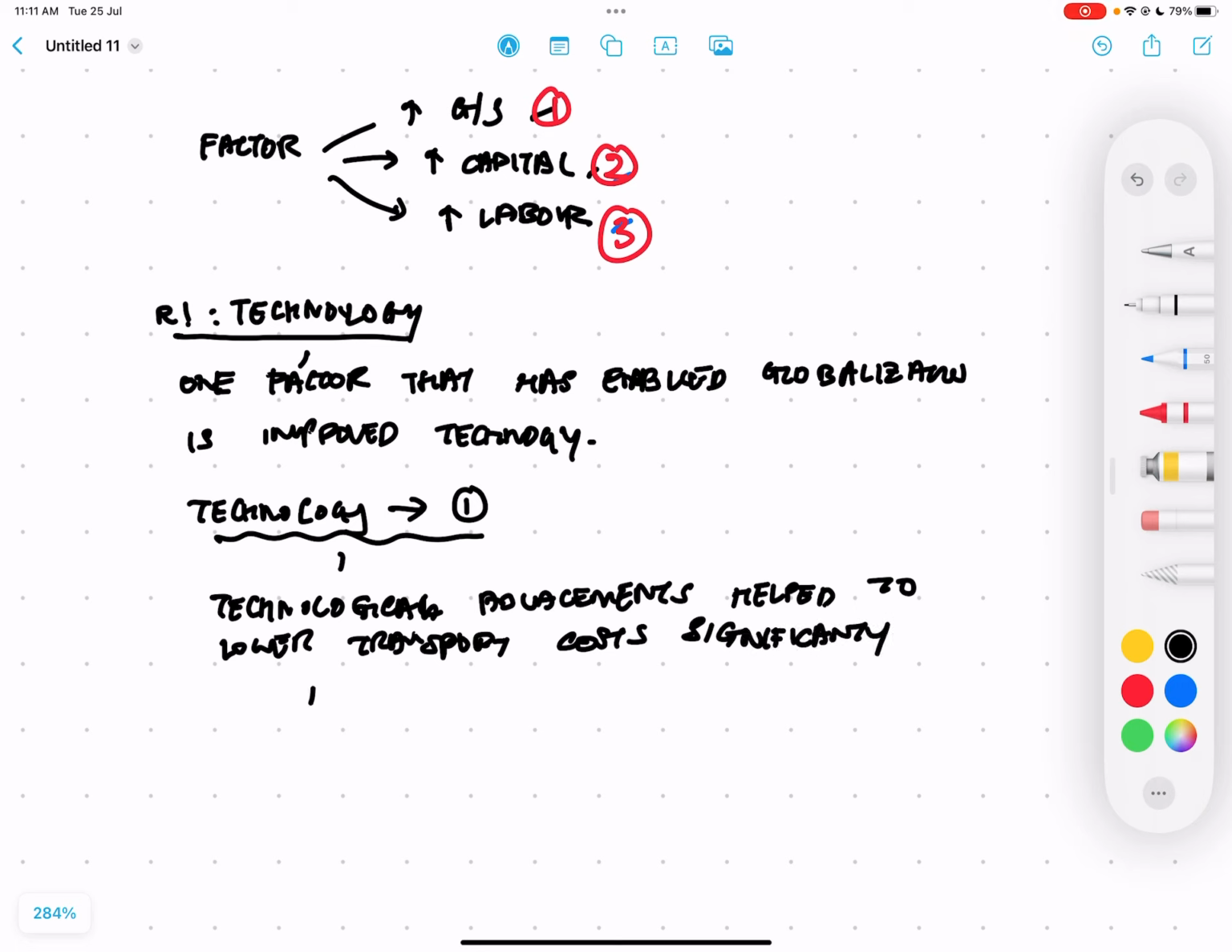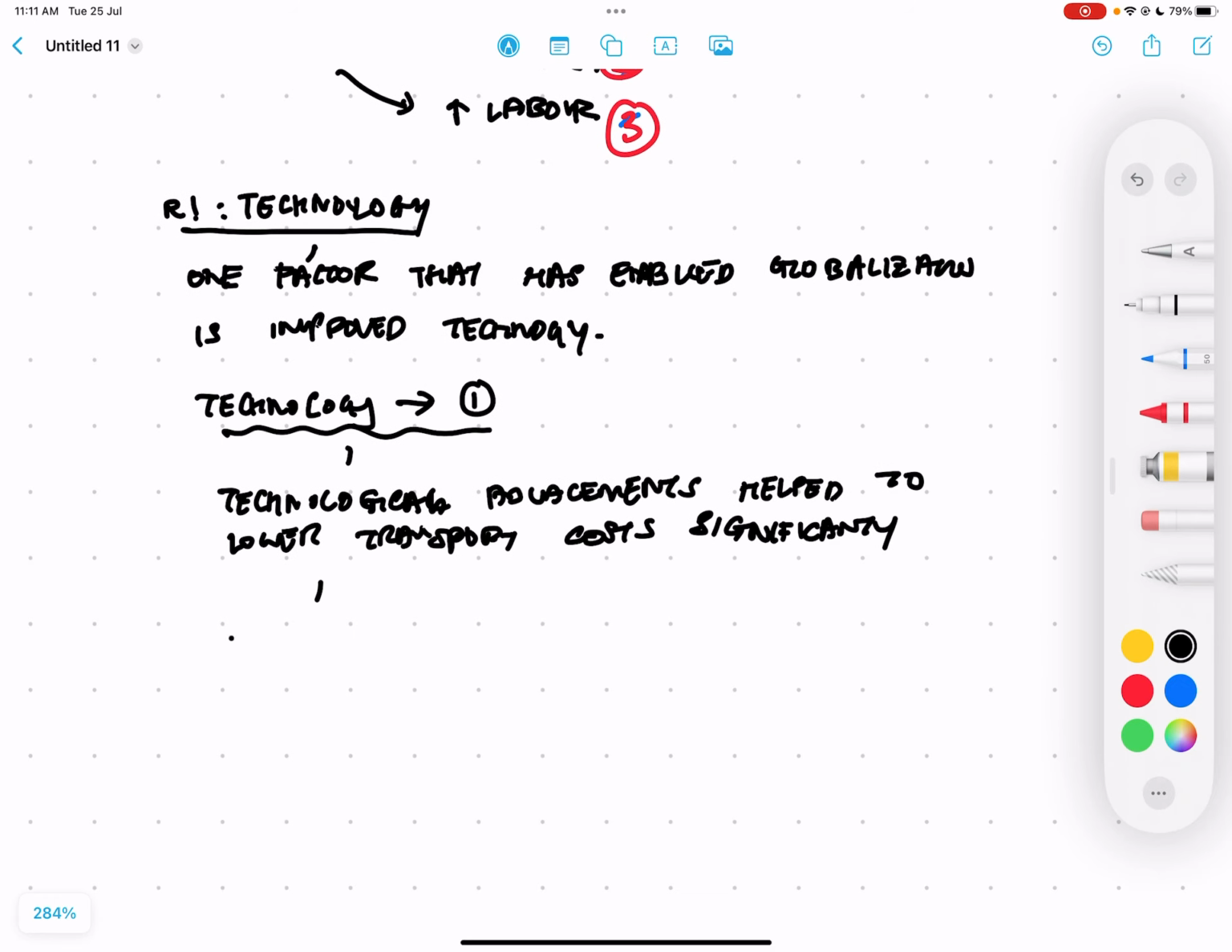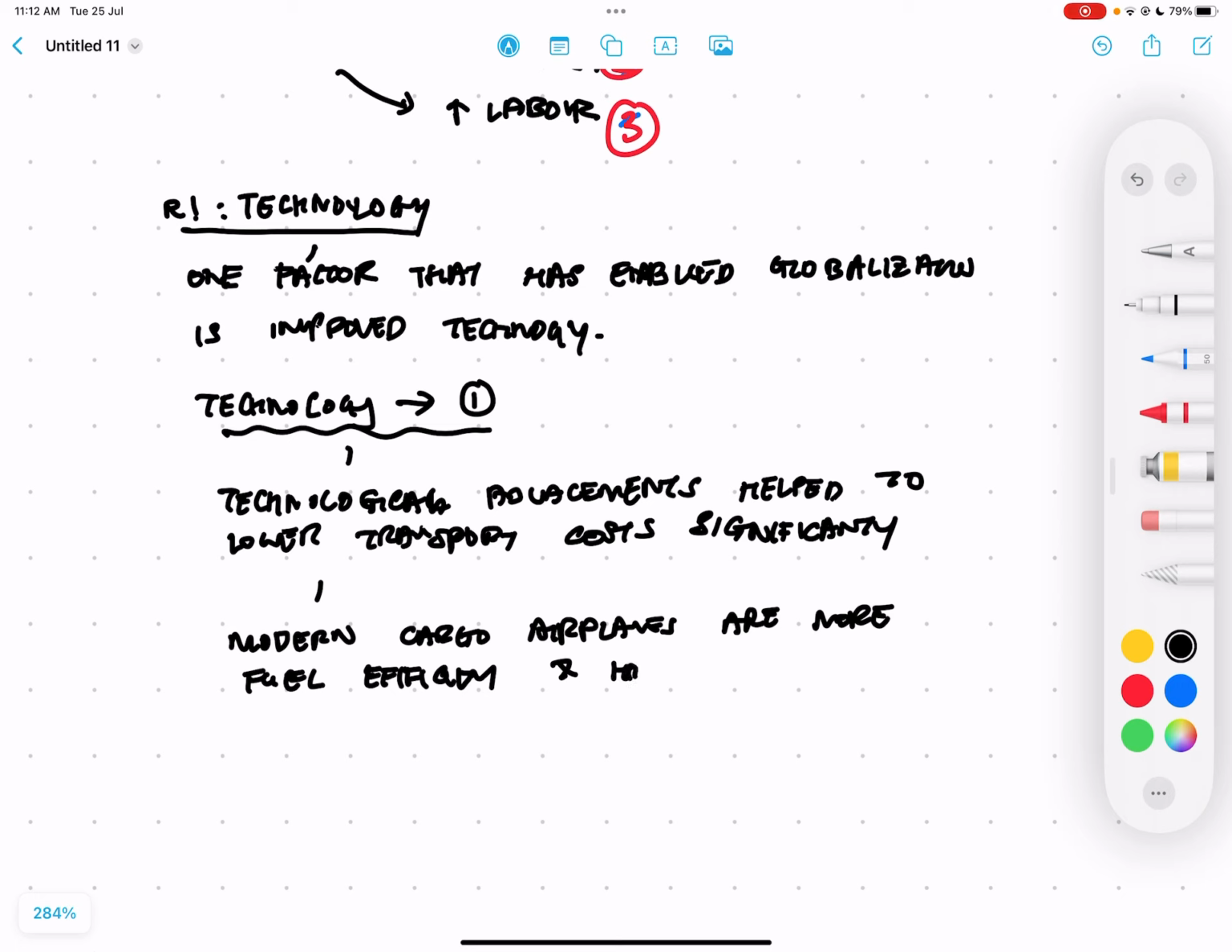Let's talk about airplanes. Modern cargo airplanes are more fuel efficient and have made transport of goods and services across countries much faster.